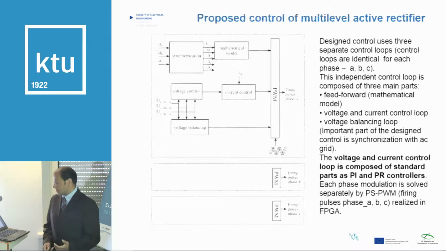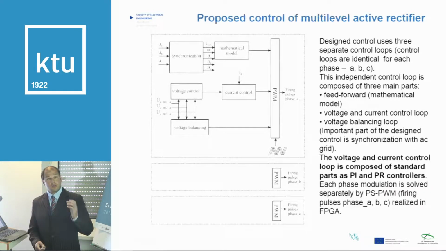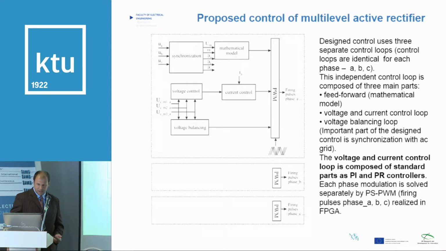Our designed control uses 3 separate control loops: the first control loop for the A phase, and the same control loops for the B phase and C phase. It is the same for each phase, and the control is composed of the mathematical model, a voltage control loop with PI control, and a current control loop with direct current control, provided by a proportional resonant controller, and also the path for the balancing of the voltage. The modulation in this case is PS-PWM, and it's realized in FPGA.